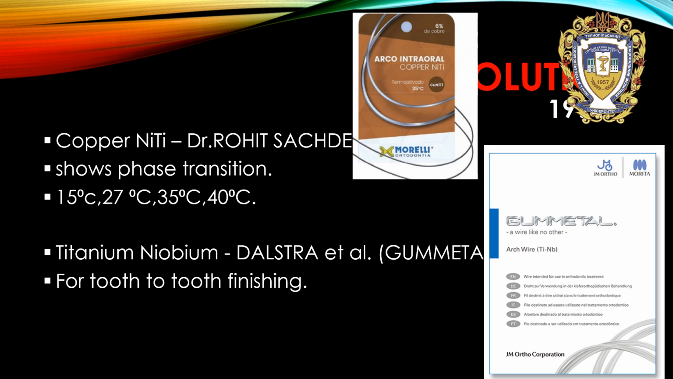In 1994, copper nickel titanium was proposed by Dr. Rohit Sachdeva. It shows phase transition, and a few types were proposed: 15 Celsius degrees, 27, 35 and 40. What does it mean? It means that the archwire will get its previously set shape at this or this or this temperature.